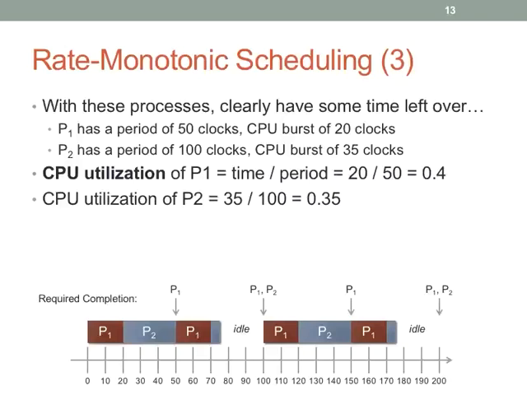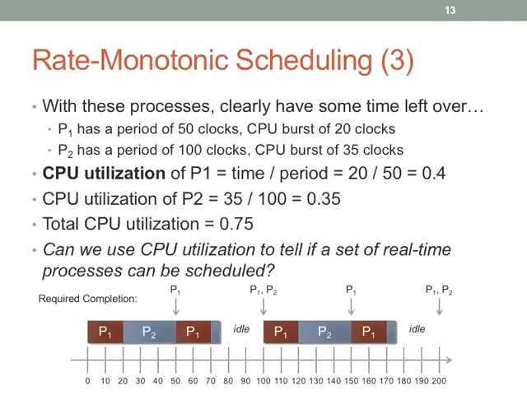Now, presumably, we can't get over 100% CPU utilization, right? So 0.4 plus 0.35 is 0.75. That's definitely less than 1. So we should be fine. So the question is, can we actually use our CPU utilization to tell if a set of real-time processes can or cannot be scheduled? Add up the CPU utilization of all of our processes. If it's less than 100%, then yay, we can schedule it, right? That's the idea.